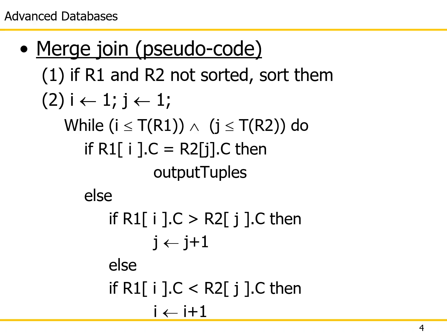Okay, so let's start looking at the merge join algorithm. As you see up there in step 1, the first thing we do is we sort the two relations that we're going to join on the column that we are going to join according to, which is the C column. So as you see, this is a sort-based approach to doing the join. Without sorting, this cannot be done.